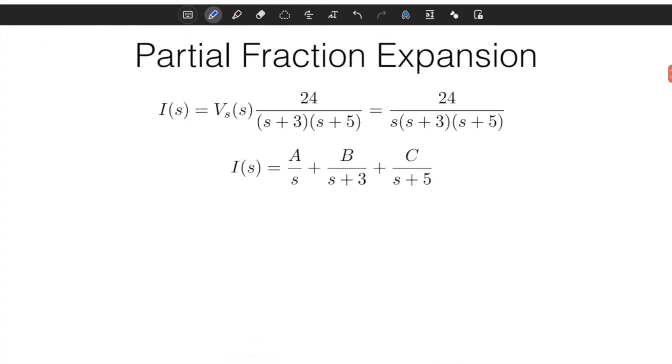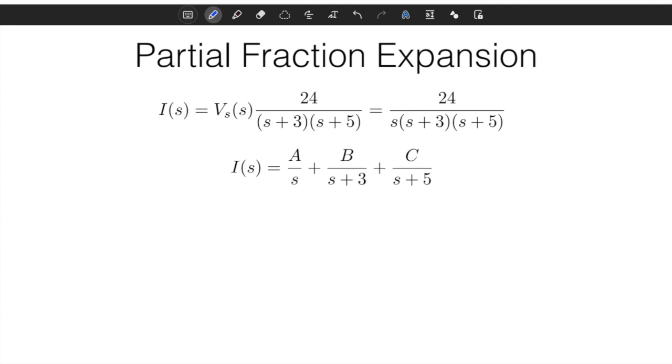What we will do is partial fraction expansion. Since we have S, S plus 3, and S plus 5, they're just simple first order roots, we can divide them into three pieces: A divided by S, B divided by S plus 3, C divided by S plus 5. You can use the method provided in the previous videos, but now we will use a different technique. We will try to isolate A from B and C, and then B from A and C, and we hope that this isolation will make it easier to compute individual components.